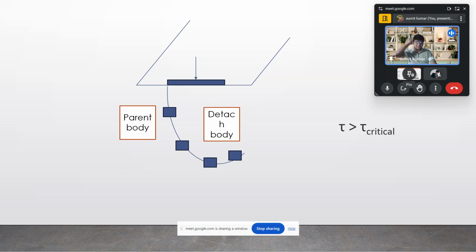We understand about the parent body and the detached body. We understood about the critical shear stress, the amount of stress which acts at a certain point, after which the failure takes place.